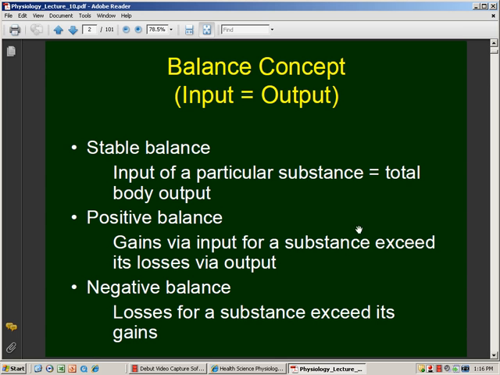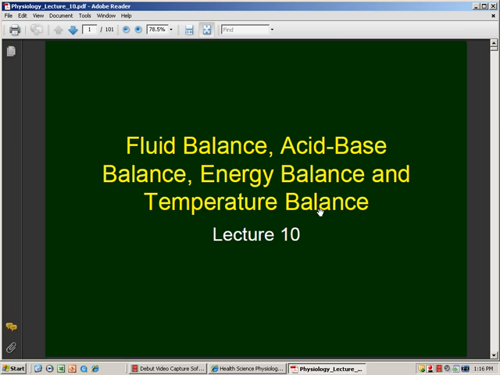Okay, in lab we're going to talk about fluid, acid-base balance. The only thing we're not talking about in lab are the acid-base disturbances, so we're going to talk about those now. Then we're going to talk about energy and temperature balance. And I recorded the fluid and the acid-base balance from lab, so we'll have that posted.